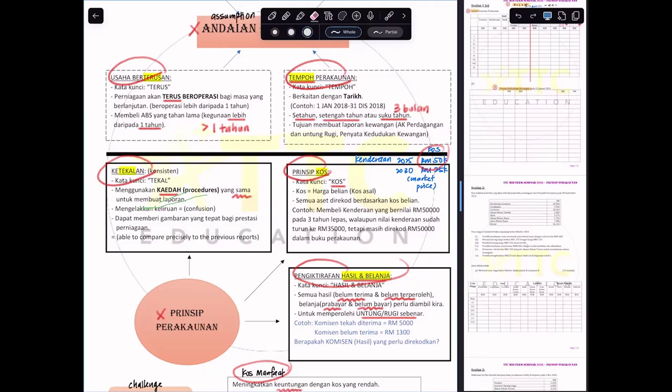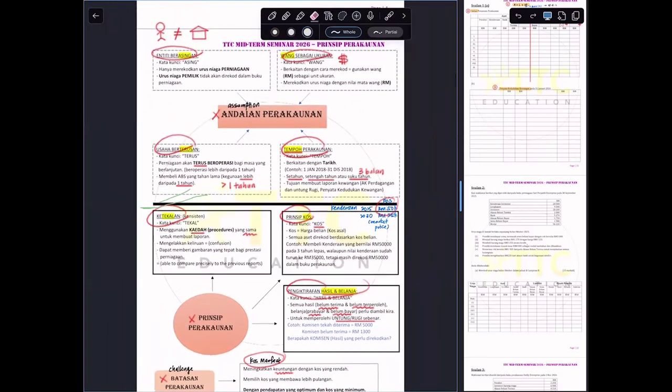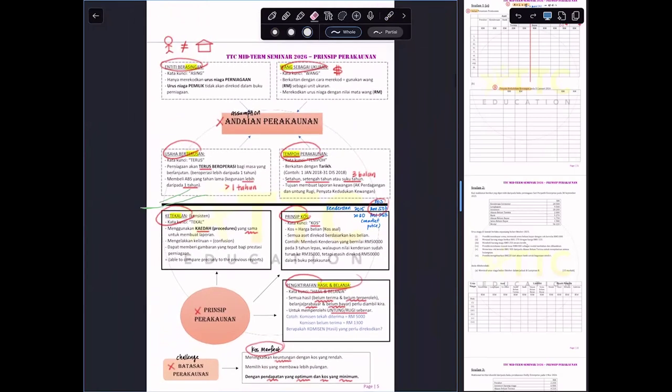That means we are not going to record the hasil and belanja, the income and expenses, based on what we have received or what we have paid. We need to calculate based on what we should pay and what we should receive, the actual amount. Okay, so that's the last part of chapter 1 that you can take a picture of now.